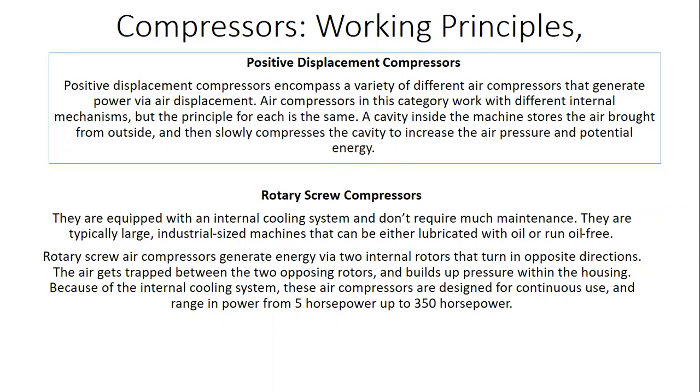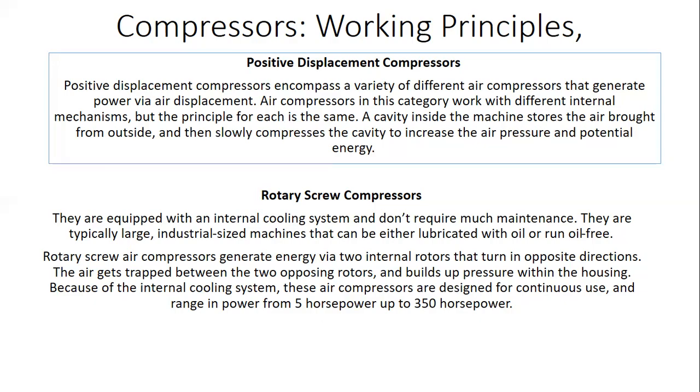But generally what they do is that they generate power via air displacement. Air compressors in this category work with different internal mechanisms, but the principle of each is the same. A cavity inside the machine stores the air brought from outside and then slowly compresses the cavity to increase the air pressure and potential energy. This is basically the most popular type of air compressor, the positive displacement. There's a displacement of air and it creates pressure and is then pumped out through another orifice. So this is basically how most compressors work.